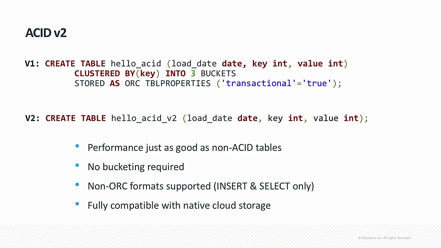Here we're showing the differences in the syntax for creating ACID tables. For version 1, you had to add the bucketing columns. You had to add the properties to set that it's a transactional table. And now in Hive 3, it's just a pretty straightforward create table statement to create ACID tables.